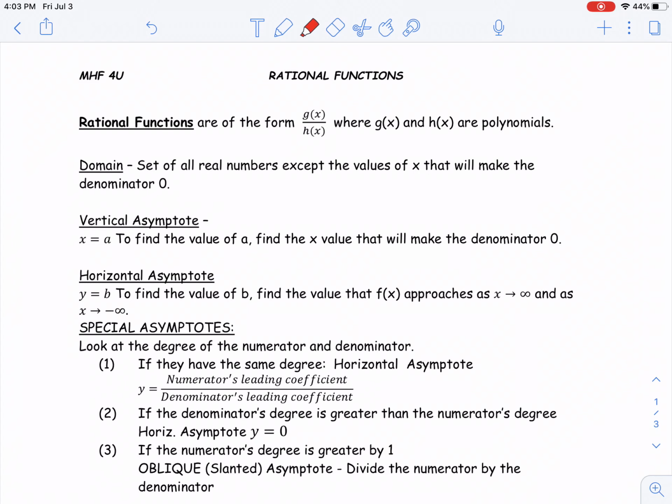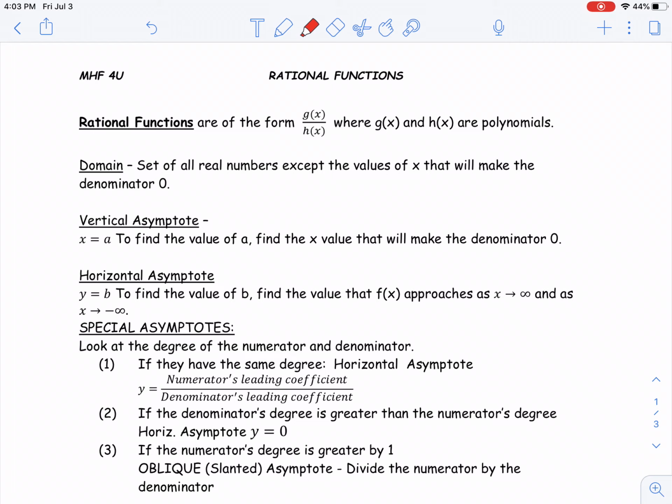Remember rational numbers, they're just fractions. So rational functions are of the form g of x over h of x, where g of x and h of x are polynomials. And the interesting thing that happens with these rational functions is that they have undefined values, where the denominator is set equal to 0.